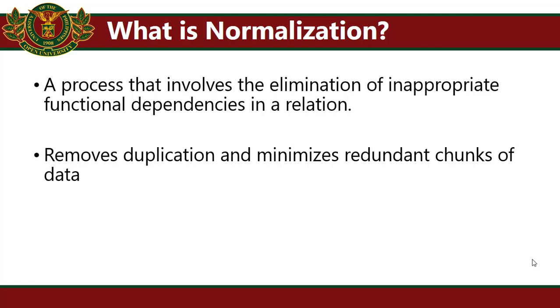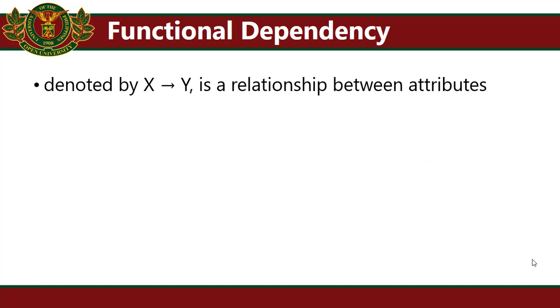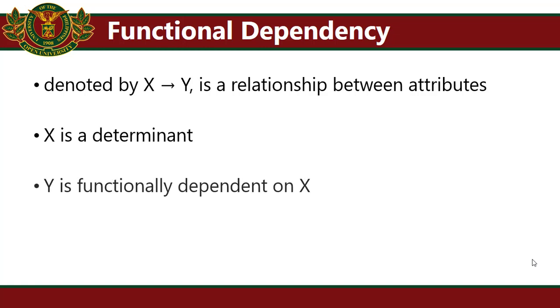Before going into the details of normalization, some specifics should be covered briefly, including the very important concept of functional dependency. Functional dependency, denoted by X arrow Y, or also called X determines Y, is a relationship between attributes. X is a determinant and Y is functionally dependent on X. Therefore, if we know X, we can determine Y.